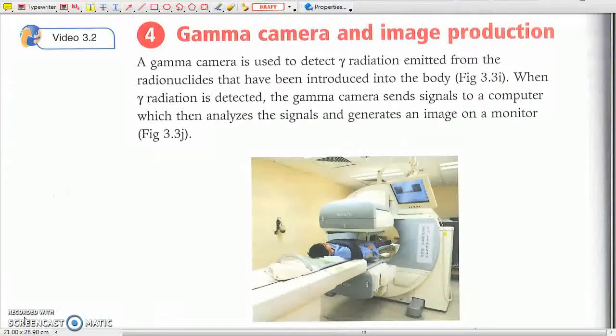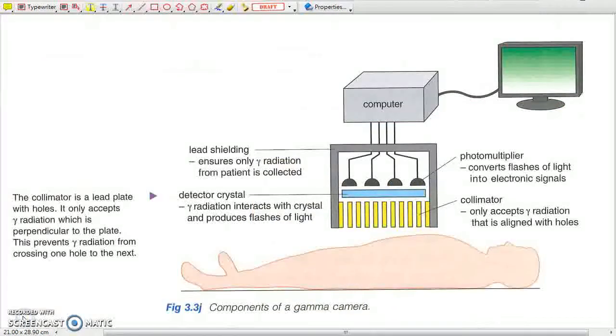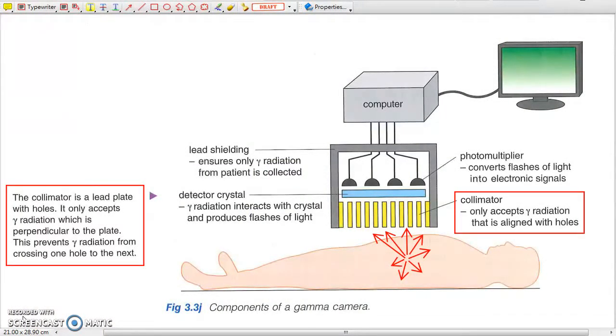4. Gamma camera and image production. A gamma camera detects gamma radiation emitted from inside of a patient's body, usually from tracers. As radiation from inside the patient's body may travel in all directions, the detector has an array of collimators so that only the radiation traveling perpendicular to the detector crystal is detected.